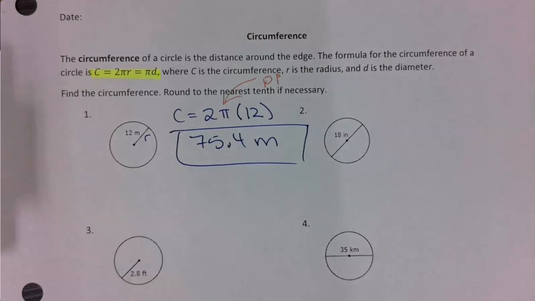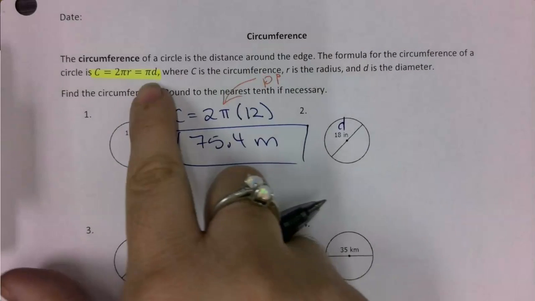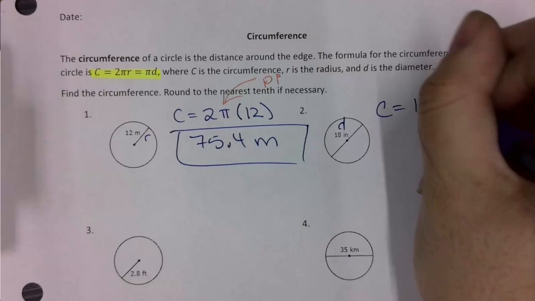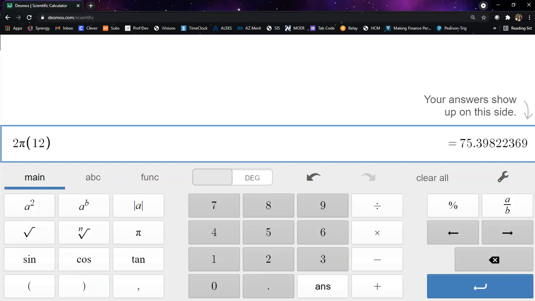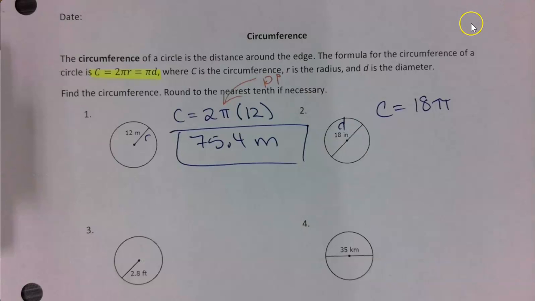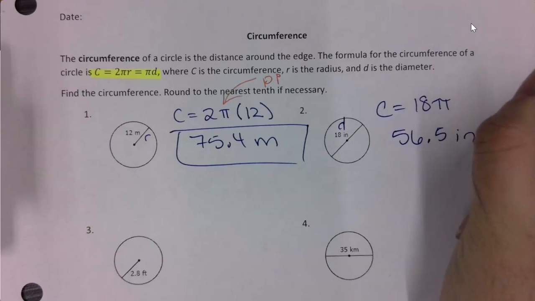So number 2 gives me a circle with a diameter. So I'm going to plug into the second part of the formula, the pi d. I'm going to have c equals 18 pi. And then I can just go to Desmos and type that in. Which gets me 56.5. And this one was inches.